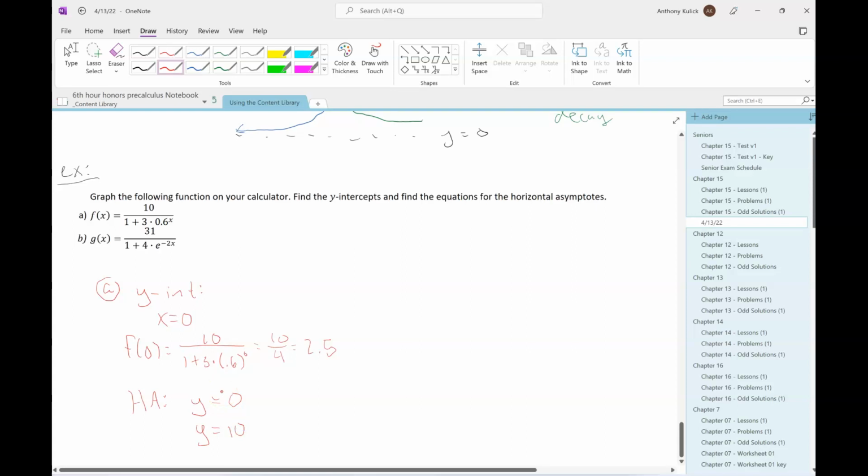So that's easy enough. As an aside, is this guy growth or decay? Is this logistic growth or logistic decay? What do I need to look at? Yeah, I need to look at that. And this is growth, since the b value is between 0 and 1.